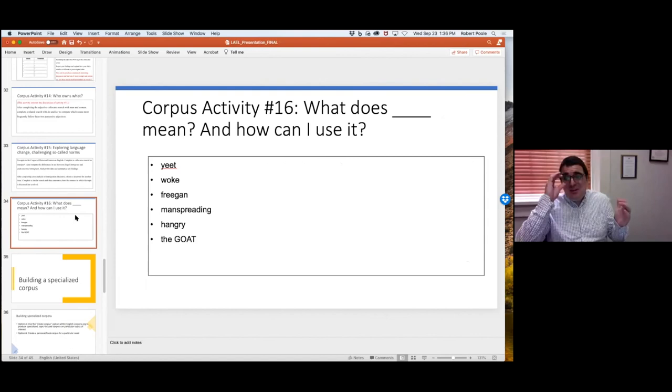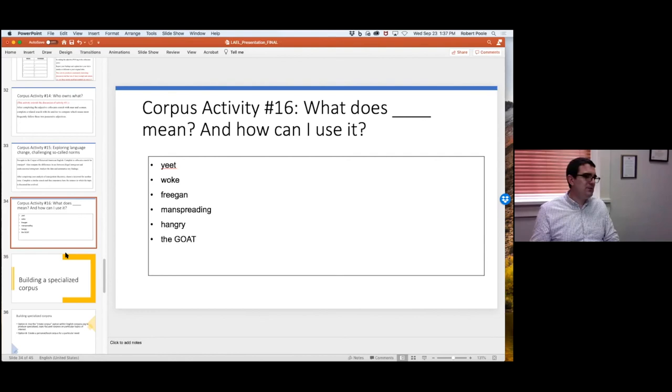And then, maybe a more lighthearted, fun language classroom activity would just be: I heard this word at the coffee shop. I heard it on campus. I heard it in a song. I heard it in a movie. What does that mean? Yeet, woke. All right, so woke has taken on a new meaning within American discourse. So finding some samples: manspreading, hangry, the GOAT, right? All of these are rather new words that a student may encounter in popular media. Let's just do some quick searches and investigate. Again, this is a more lighthearted activity to get class started, let's share some information on some new words. So a different sort of activity.